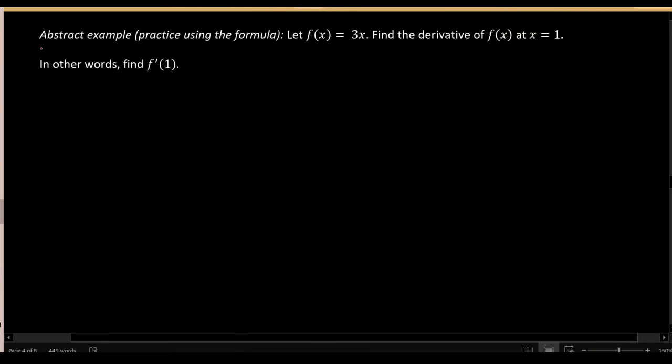So here's an abstract example so that we can practice using the difference quotient formula. Let's let f of x be equal to 3 times x, and let's find the derivative at x equals 1. So in that mathematical notation, we will denote this by f with an apostrophe next to 1 in parentheses. You'll hear this read out loud as f prime of 1.